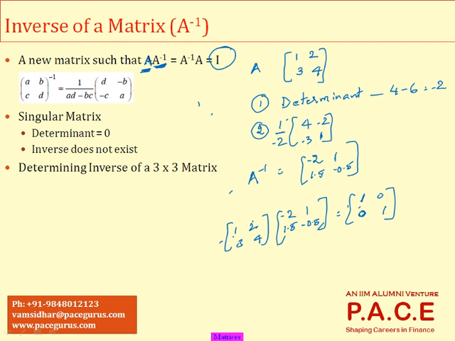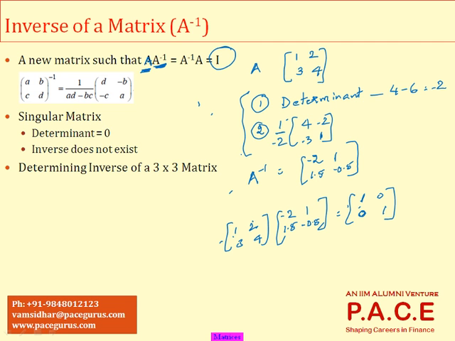So for a 2 by 2 matrix, finding the inverse is a straightforward task, wherein the first step is you find the determinant. The second step is, along the principal diagonal you reverse the positions, whereas the other elements you just change their sign.